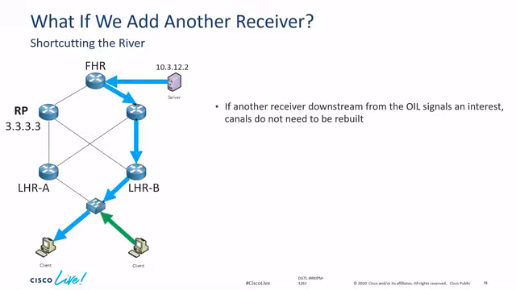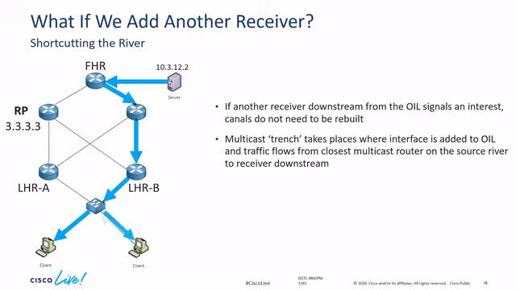So instead, the client just sends an IGMP report, and we're going to basically graft in the multicast traffic, which is to say, wherever the closest outgoing interface list is, we're going to simply add the interface towards this receiver and deliver the traffic that way. And that allows us, without having to rebuild and redo this entire process, to add receivers.